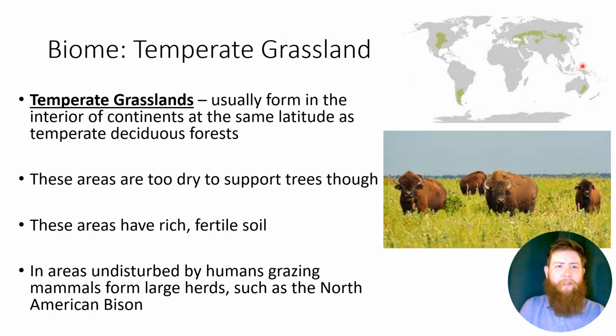All right, next biome is the temperate grassland. This usually forms in the interior of continents at the same latitude as temperate deciduous forests. These areas are too dry to support trees, though. So on the map here, you can see that this is in the middle of continents. These areas have rich, very fertile soil. And in areas that were undisturbed by humans, we have large grazing herds, such as the North American bison, that can inhabit these areas.